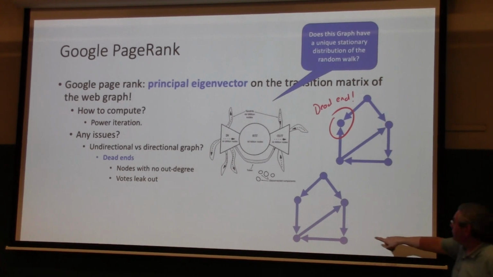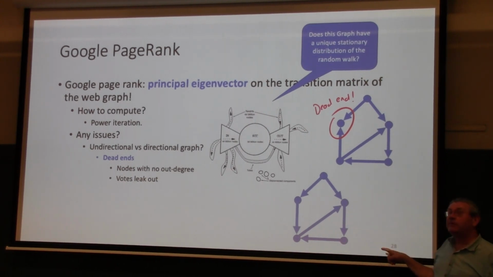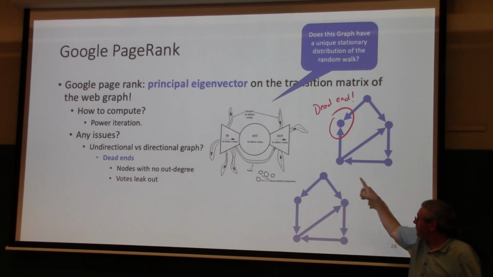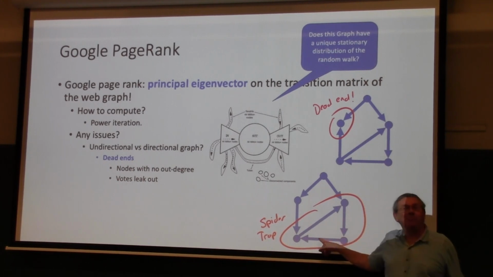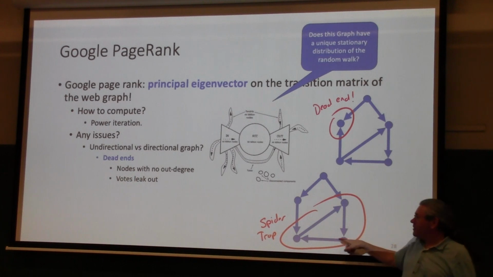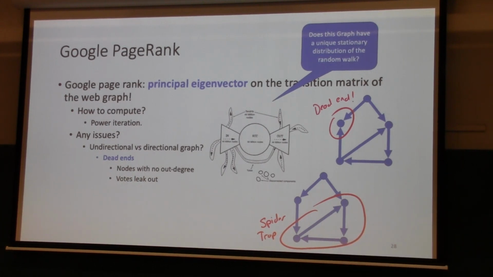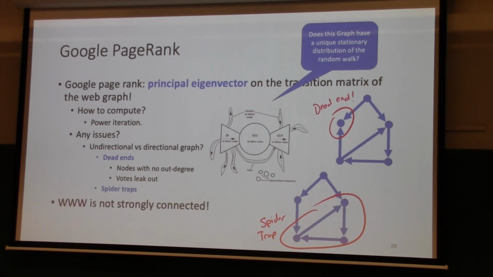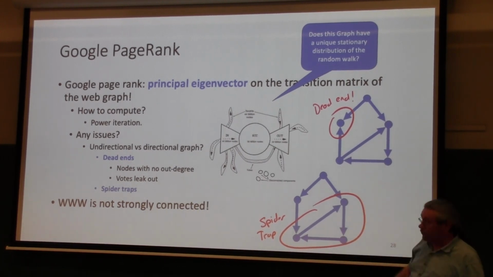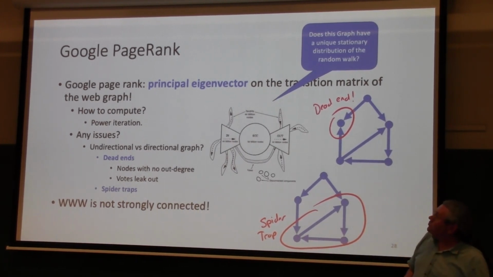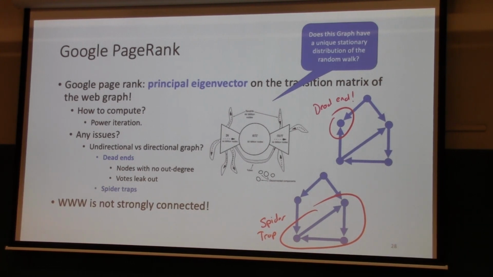Here's another graph. This graph has a problem too. Can you see what the problem is here? Here you have 3 nodes. The Google people call this a spider trap. Something that traps spiders. Not sure why they call it a spider trap, but it's called a spider trap. That's another problem. The votes disappear. They all collect there. They're no longer circulating. And of course, it's not strongly connected. So again, these are all problems we have to fix.